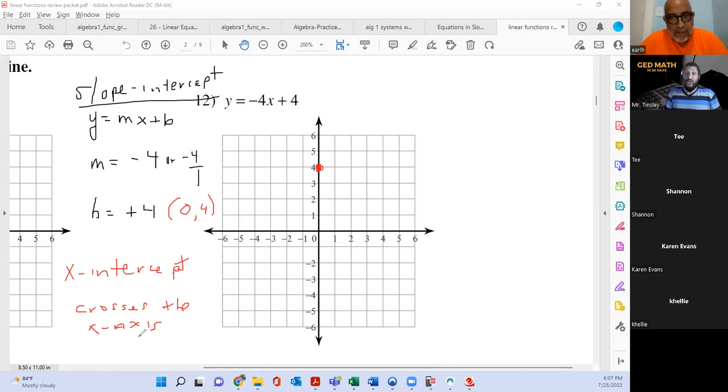Now, if the y-intercept is where x is 0, what do you think is 0 for the x-intercept? Y. So you already know what y is. If you want to find the x-intercept, it's where y is equal to 0. So what we're going to do is substitute it in. Instead of y, we're going to have 0. So 0 equals -4x plus 4, because we plugged in y equals 0.